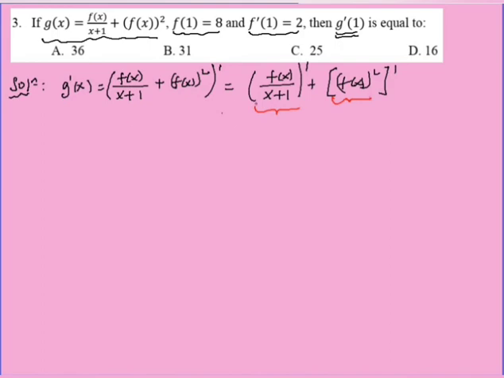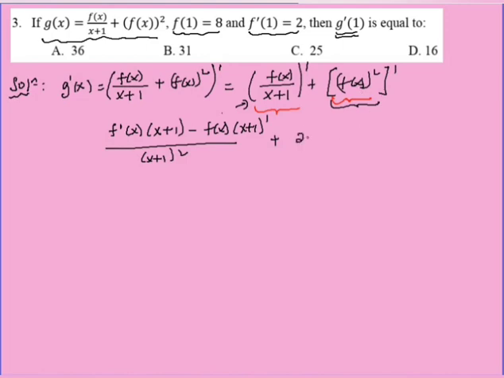So using the quotient rule for derivative on this part, we will have f derivative times x plus 1 minus f of x times x plus 1 derivative, over x plus 1 the whole square, plus applying the product rule for f of x the whole square, we will have 2 times f derivative at x times f of x. So this is the derivative of g.